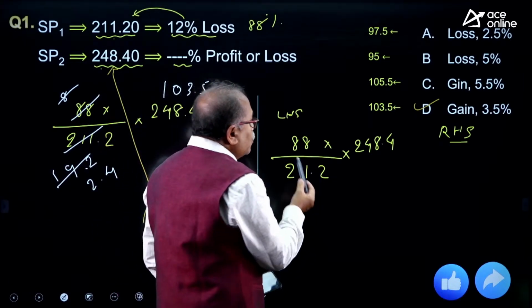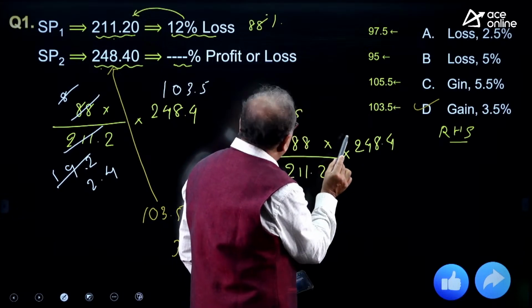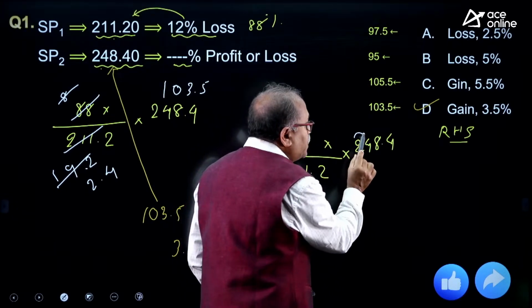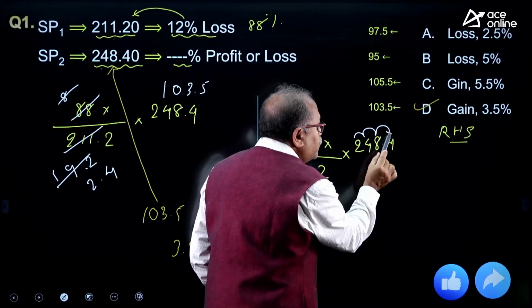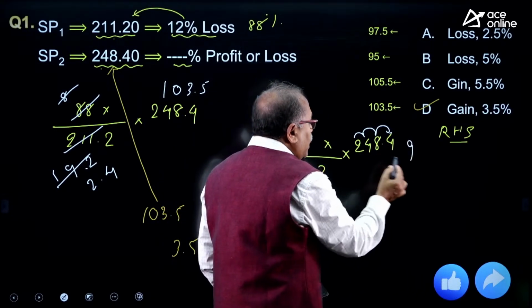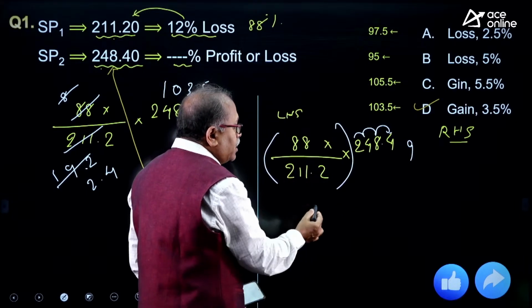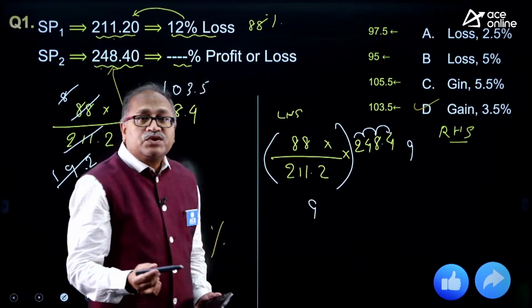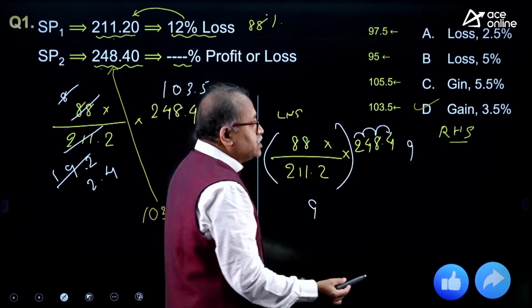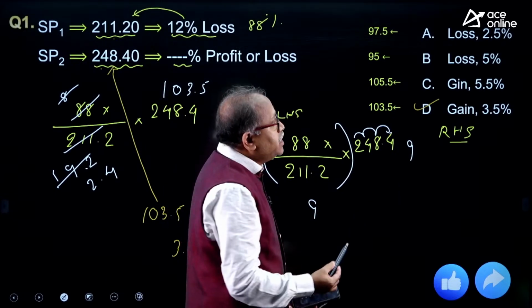So, what is the sum here? Look at this one. 2 plus 4 is 6, and 6 plus 8 is 14, and 14 plus 4 is 18, and 18 plus 1 is 9, and any number when multiplied by 9, you will be getting 9. So, my left hand side is 9. So, look at the option choices where your right hand side should be 9.